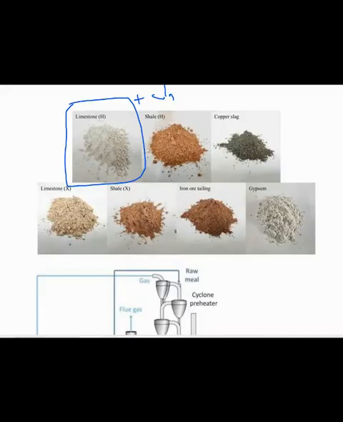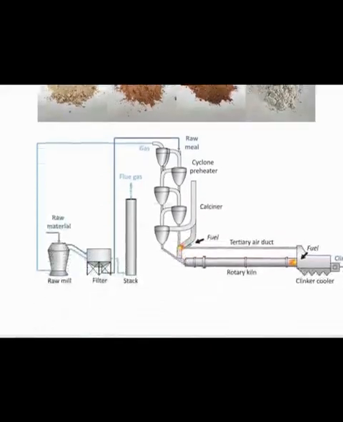Now, the raw meal goes to the preheater. What is raw meal? Fine powder before the kiln. The raw meal enters the preheater, where hot gases heat it. Then it goes to the rotary kiln.